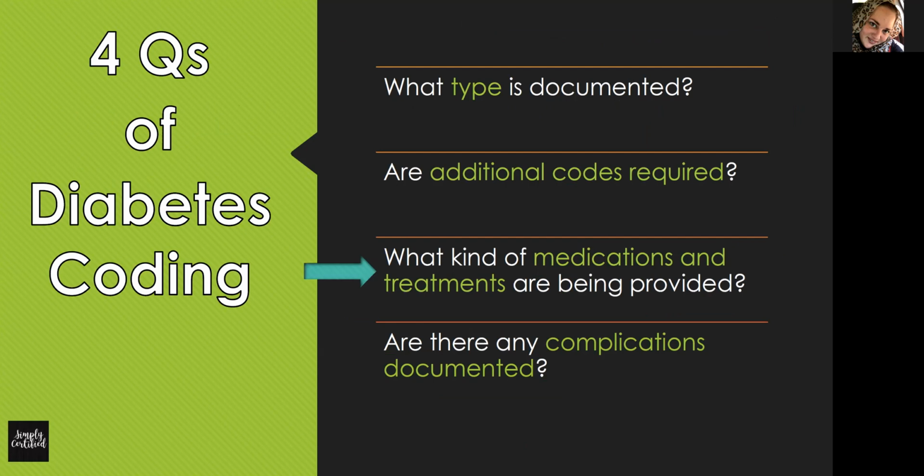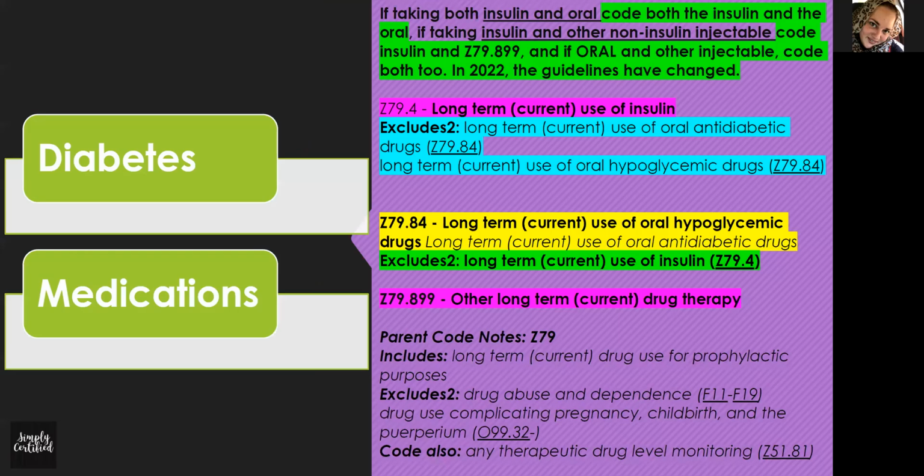And with that question, are there additional codes required? We can probably answer the other question, what kind of medications and treatments are being provided? That's where we're looking for our insulin, our oral anti-diabetic drugs, and our non-insulin injectables. And the last question here too is going to be answered in the same fashion. So diabetes medications, again, if taking both insulin and oral, code both the insulin and the oral. If taking insulin and other non-insulin injectable, code insulin and Z79.899 for the non-insulin injectable. And if oral and other injectable, code both of those too.